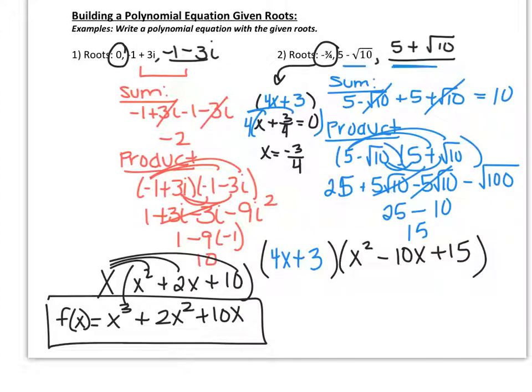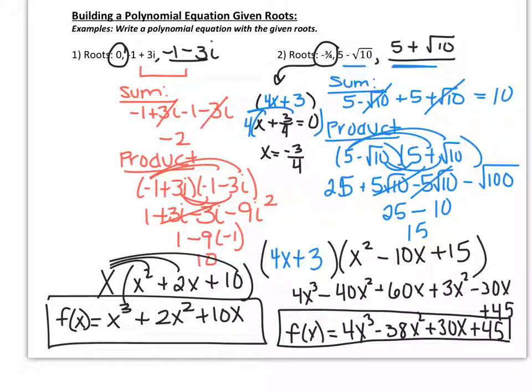Please hit pause and then hit resume when you're ready to see the answer. Okay, here is your answer. I got positive 4x to the third minus 38x squared. Oops, excuse me, I see my mistake already. That should be negative 37x squared plus 30x plus 45.